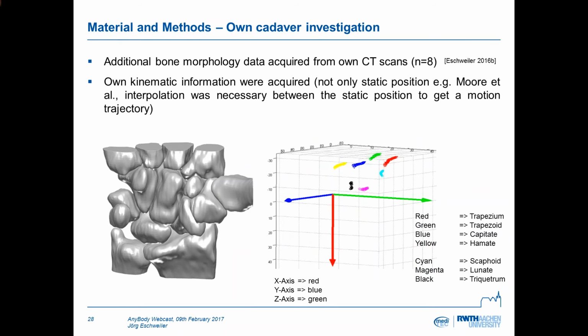On the other hand, we used our own investigation results, which I showed before, from our experiments with the human cadaver wrist. The difference to the kinematic information from Moore was that we acquired approximately dynamic motion trajectories. In case of the Moore database, there was only static information for the positions and orientations of the wrist bones available. To get a full motion trajectory in their case, it was necessary to interpolate between the different static positions.